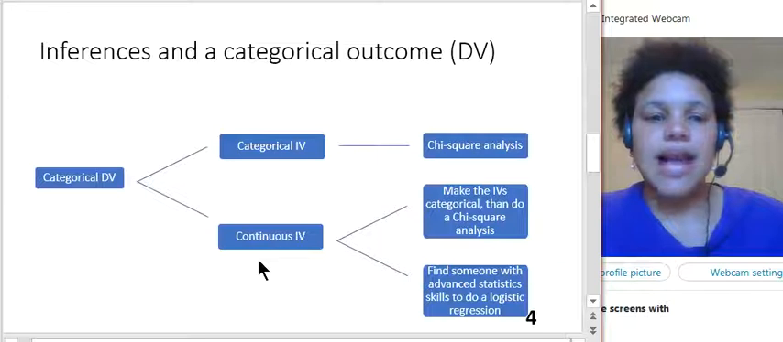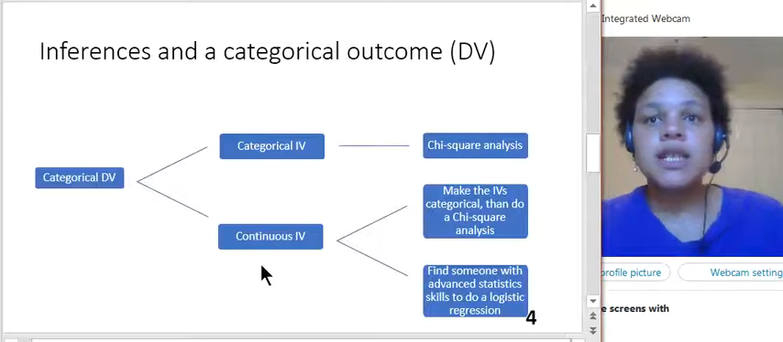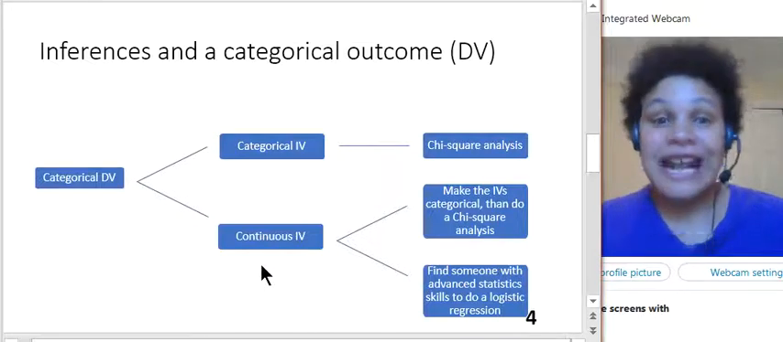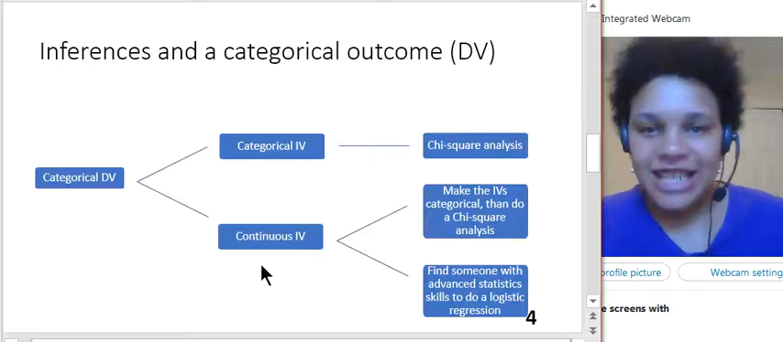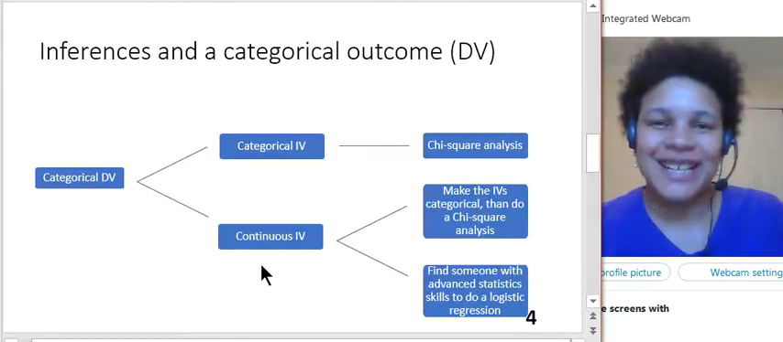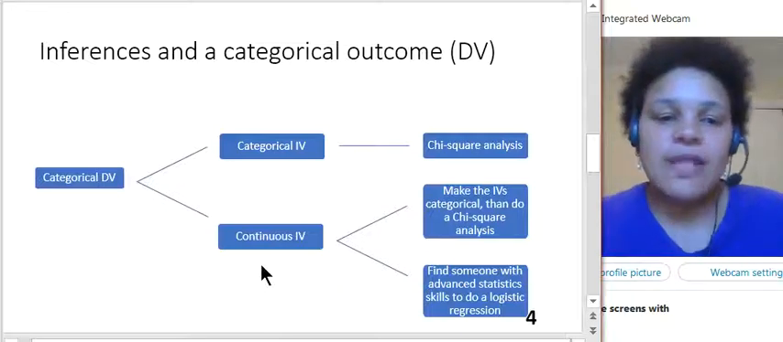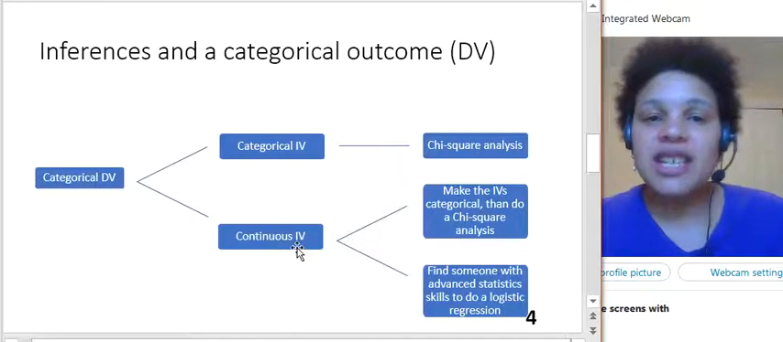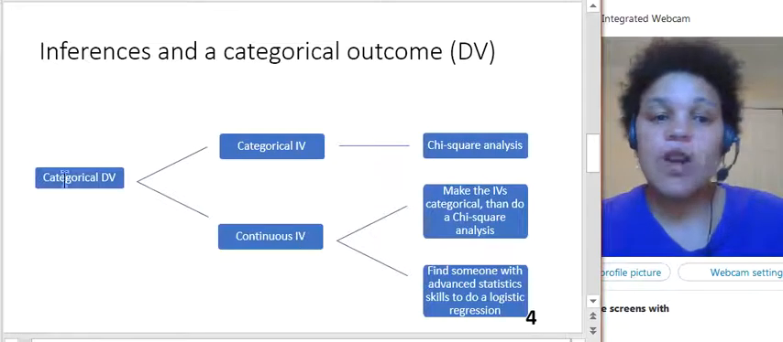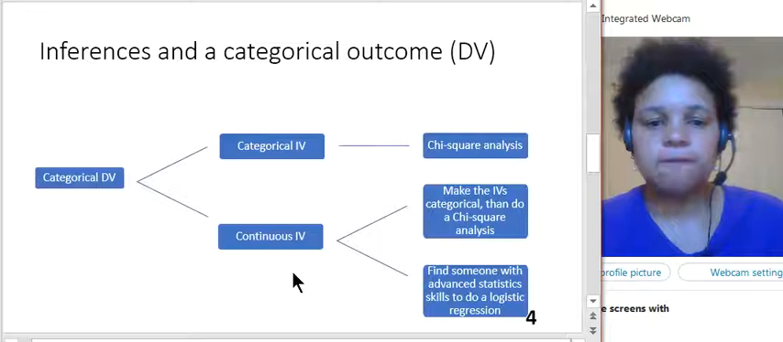So let's say I'm looking at whether a person falls down a flight of stairs or not based on their age. And this comes to mind because I'm always worried about my preschooler falling down the stairs. Okay. So age is a continuous independent variable, right? Falling down the stairs or not is a categorical dependent variable.